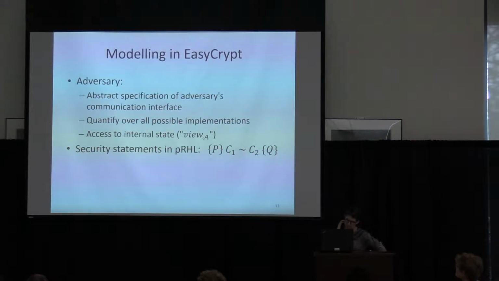So to reason about arbitrary adversarial code, we use EasyCrypt's module system. EasyCrypt allows you to define arbitrary abstract modules. That is, given just a specification of an interface, you can use that to define how to communicate with an adversary without specifying the code. And that way you can quantify over all possible implementations that follow this interface. Also conveniently, EasyCrypt gives you access to the internal state of this abstract module that corresponds to what we in crypto usually call the view of the adversary. So you cannot read this value, but you can reason about it. And then security statements are expressed in EasyCrypt's probabilistic relational Hoare logic.